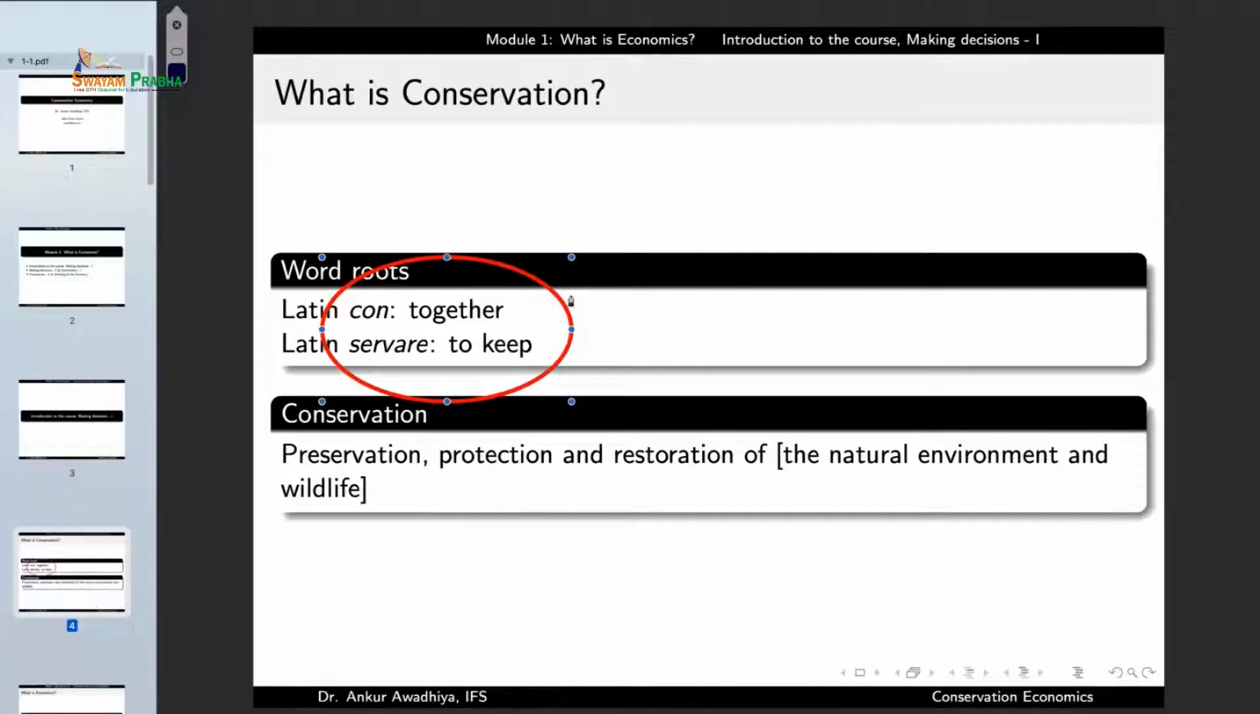And what do you keep together? You keep together the natural environment because it is under threat. In one of the later lectures, we shall explore what is causing this threat. Why is our environment, why are our wildlife in grave danger? And why we need to protect them.